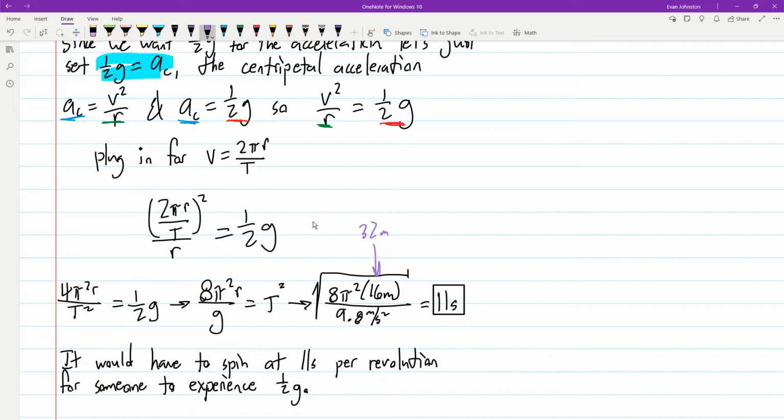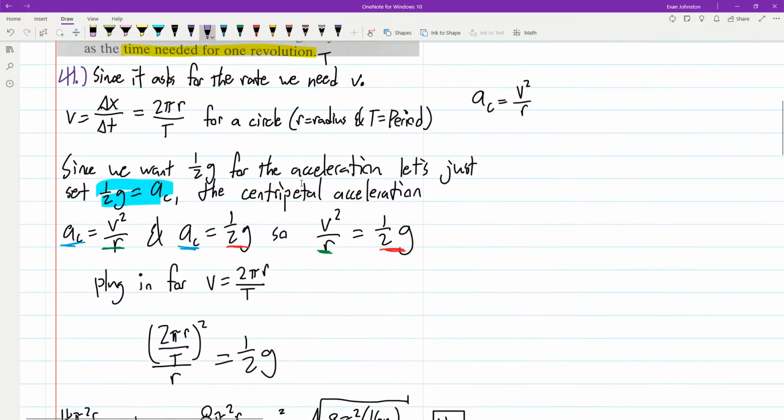And so if it spins at 11 seconds per entire revolution, the person would experience 1/2 g. If it spun quicker, so if the time was 10 seconds, it would be going too fast. It would have more than 1/2 g. And if it was going slower, so if it took like 12 or 14 or something longer seconds, they would experience less than 1/2 of g.